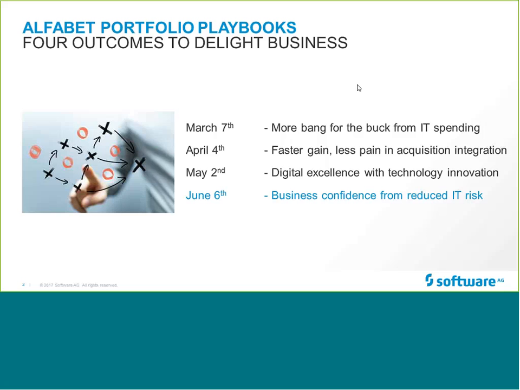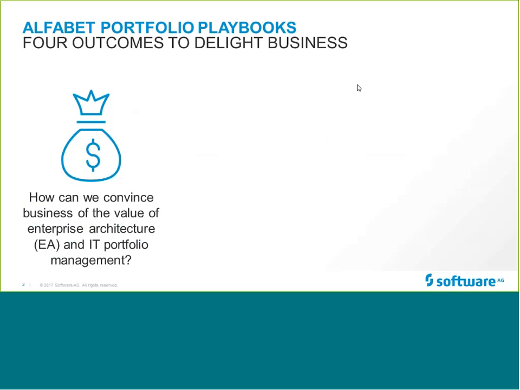The first one was held on the topic of how to focus IT spending on business priorities. The second one was on the topic of acquisition integration and how we can support that from an enterprise architecture and IT portfolio management perspective. And the third one was on the topic of technology innovation, how we can roadmap that, and how we can identify the innovations that are going to help with business innovation or business optimization. So the topic today is risk.